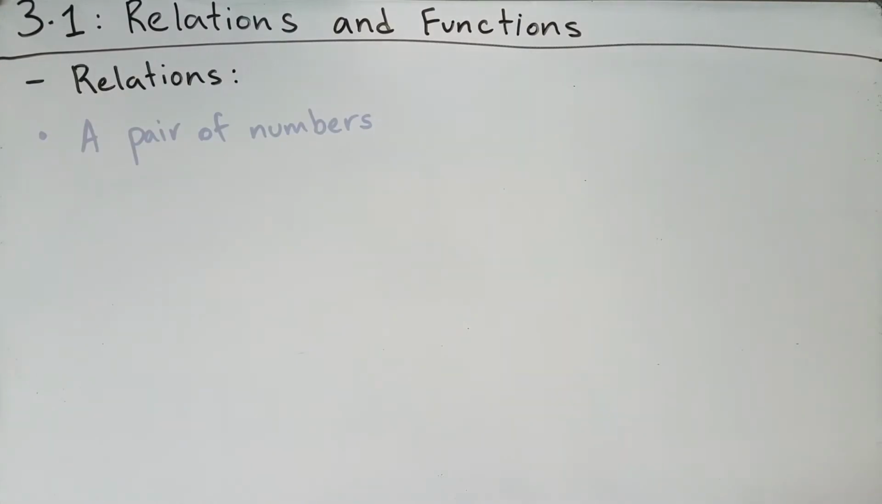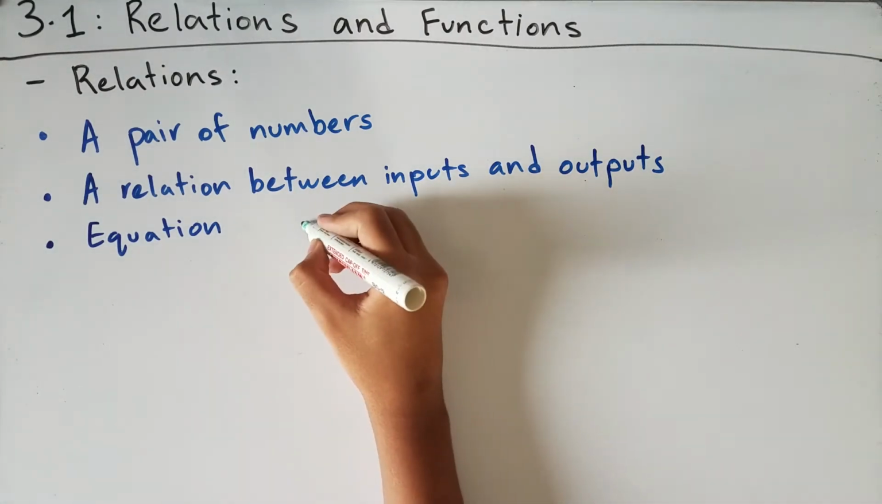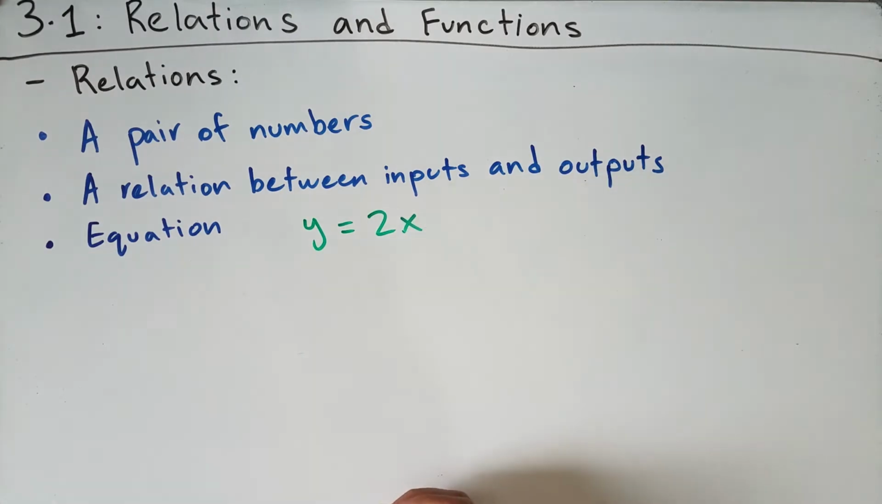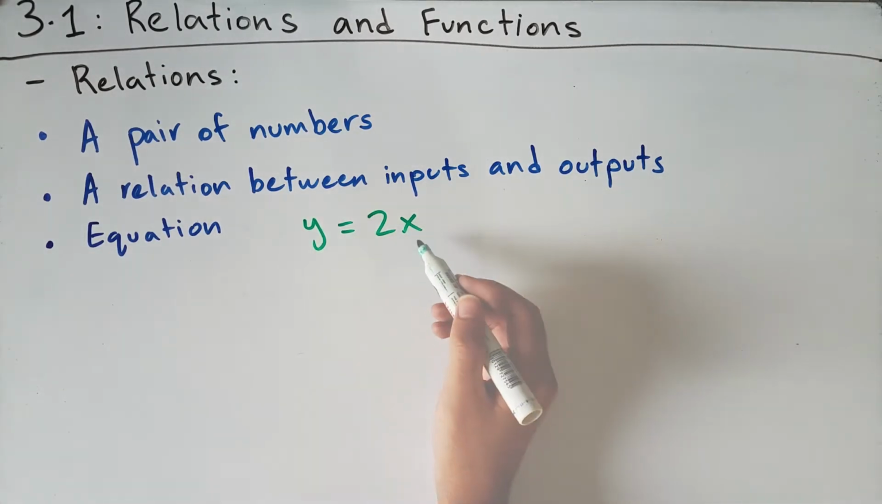So what are relations? In mathematics, a relation is a pair of numbers. It's a relationship between inputs and outputs. A relation can be described as an equation. For example, an equation for a relation could be y equals 2x. So in this case, y and x are related to each other, and therefore this is a relation.